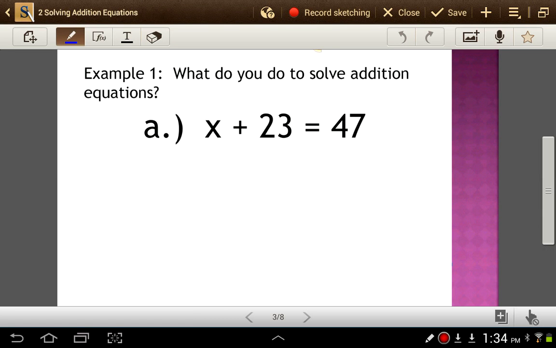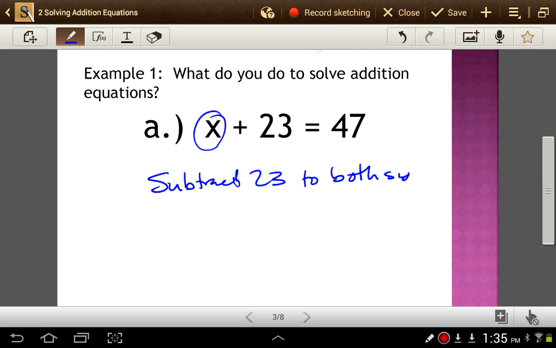In example 1 here, what do you do to solve an addition equation? Okay, first couple examples we're going to be talking about just what do you do. So if I have x plus 23 equals 47, here's my x, I'm adding 23 to it. So to solve it, I'm going to undo it, and I'm going to get the variable by itself. So since I'm adding 23, the inverse is to subtract 23. So what am I going to do? I'm going to subtract 23 to both sides. Right now, we're not worrying about solving it or anything. We're just finding out what to do. What do you do? You subtract 23 from both sides.